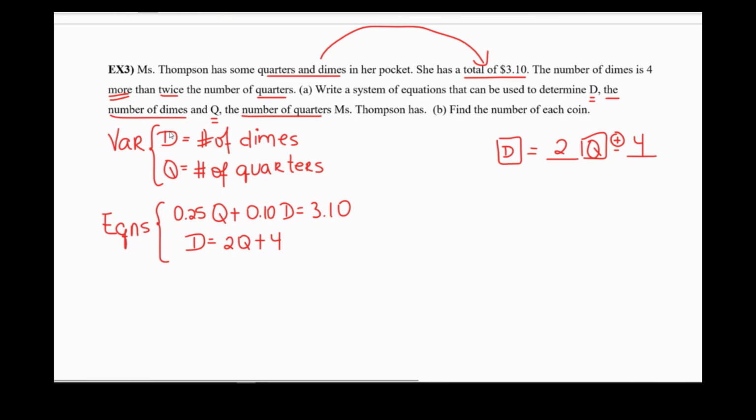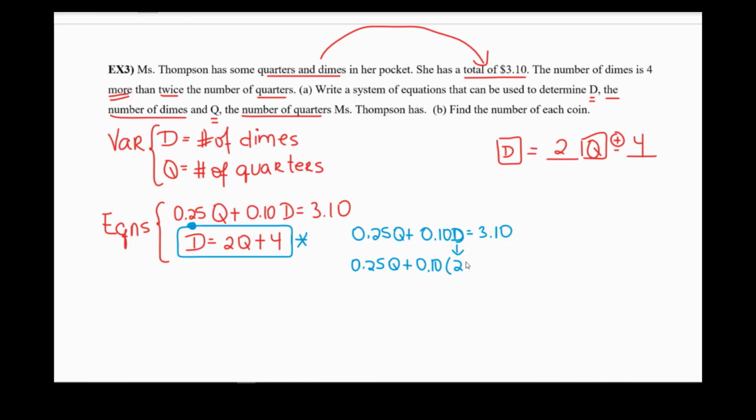So right there, we identify the equations, and we can box this one because the D is alone. So the letter D is alone. And we're going to put a star right there. Let's go ahead and copy this equation. And we're going to put the arrow under the D, and that means we copy the top here, 0.25Q plus 0.10. We open parentheses, and we enter 2Q plus 4 equals 310. Now we're going to solve it.